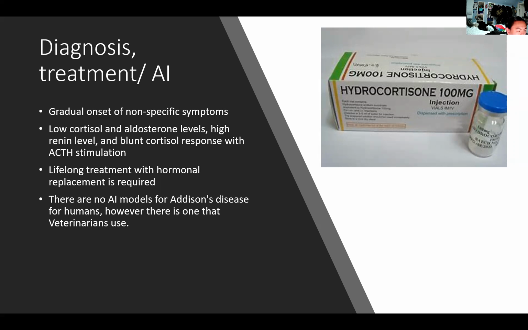So there's no AI models for Addison's disease right now, or I couldn't find any for humans, but I found stuff that veterinarians use. So veterinarians at UC Davis have developed an algorithm that uses AI to detect Addison's disease in dogs. And the program uses routine blood work to detect patterns that can determine if the dog has Addison's disease.